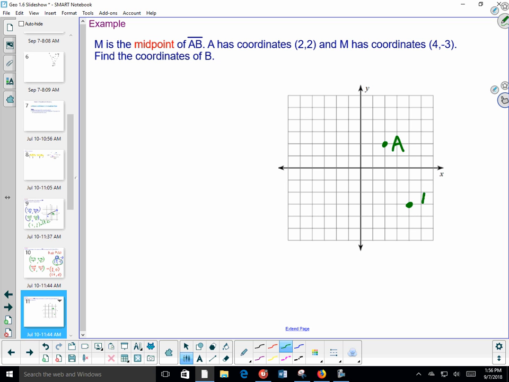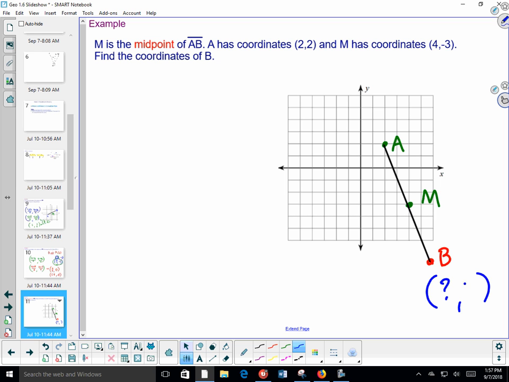So this is M, but M is the midpoint of some segment AB. We don't know where B is. So where should B be here? Is B going to be up here? Is it going to be down here? Probably, yeah, because it's some kind of a segment that extends something like this. Does that make sense? So we are looking for the coordinates of this point B.